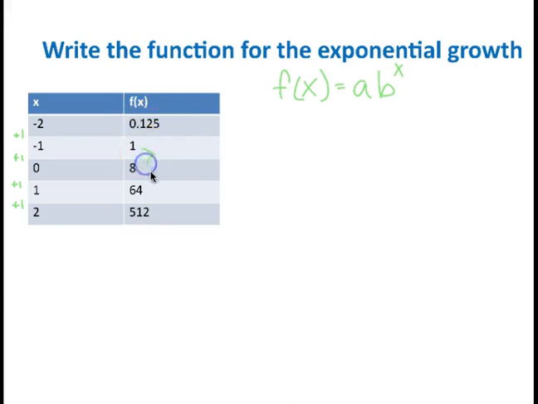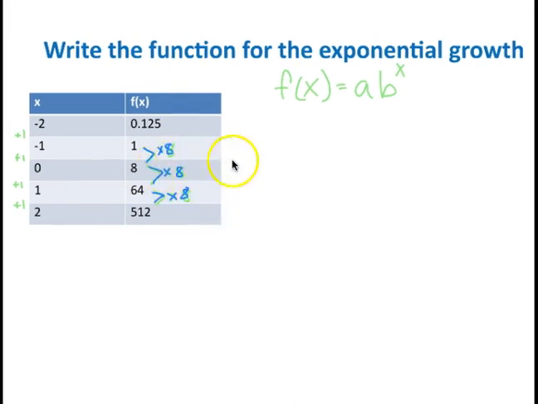So from 1 to 8, what are we multiplying times? Times 8, right? And then 8 to 64, times 8. 8 times 8. So each time we're multiplying times 8. I'm going to change the font color here. That was a little hard to see. So first I know that this is an exponential function. So yes, it's exponential.